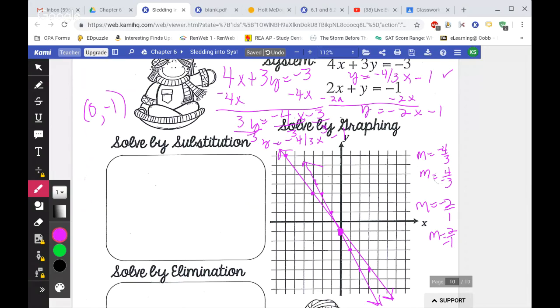On substitution, what you want to look for is which one of these two has a variable with a coefficient of 1, the first one or the second one?